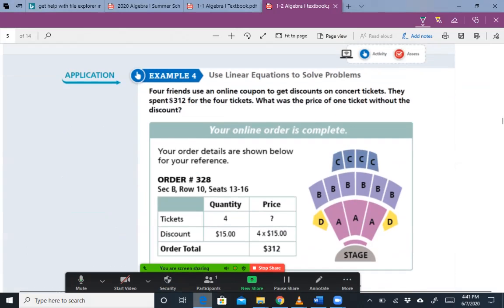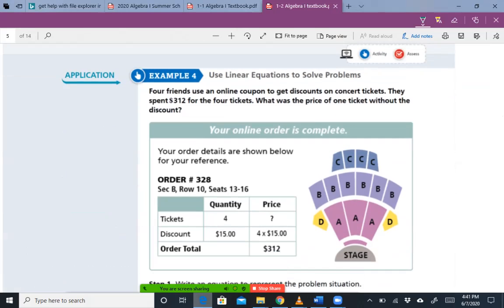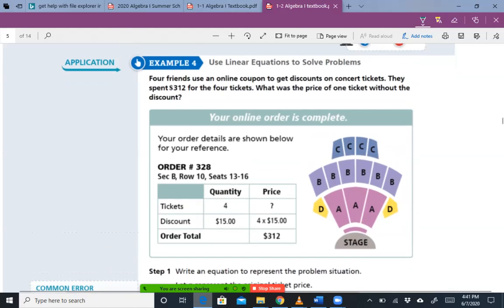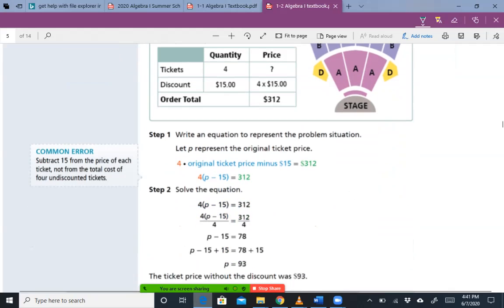This example: 4 friends use an online coupon to get discounts on concert tickets. They spent $312 for the 4 tickets. What was the price of 1 ticket without the discount? We need to figure out the discount. We spent $312, and the discount was about $15 a pop. Essentially, we need to write an equation for this. We spent 4 tickets of the original price minus $15 equaling $312. We easily solve for P.